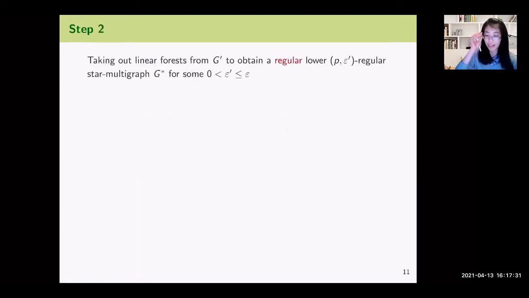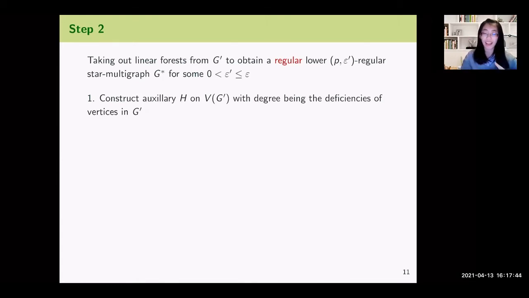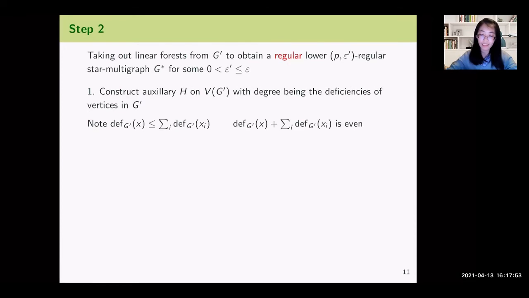So after this is step 1, then for step 2, we will take out linear forests from G prime to obtain a regular lower P epsilon regular star multigraph G star. And to do this, we will construct an auxiliary graph H on V(G prime) with the degrees being the deficiencies of vertices in G prime. This is possible because, as we analyzed, the new graph G prime has n+1 vertices. So the degree sum is even, and n plus 1 times the delta of G prime is even. So this deficiency is also even. The deficiency is n plus 1 times delta subtracted sum of degrees, right? So this is also even.